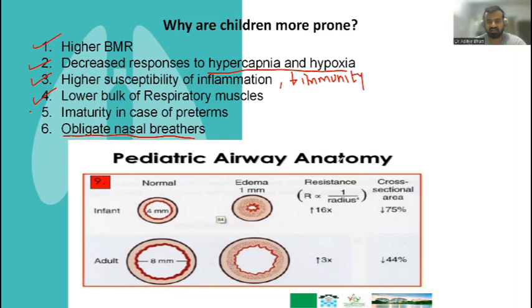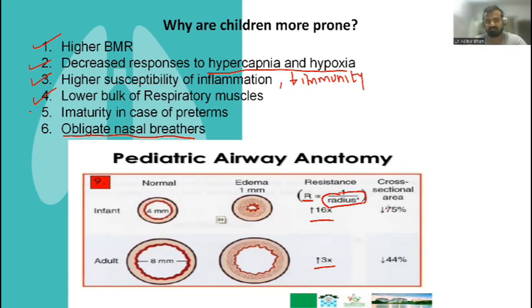You might know that the total area the airway covers is inversely proportional to the fourth power of the radius. So if the respiratory tract is obliterated by 4 mm, the resistance increases 16 times. So the resistance of the airway is inversely related to the fourth power of the radius. If the radius decreases by so much, the cross-sectional area drastically decreases, and then the flow decreases.